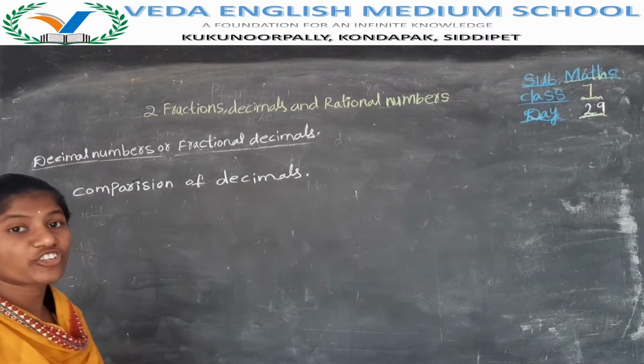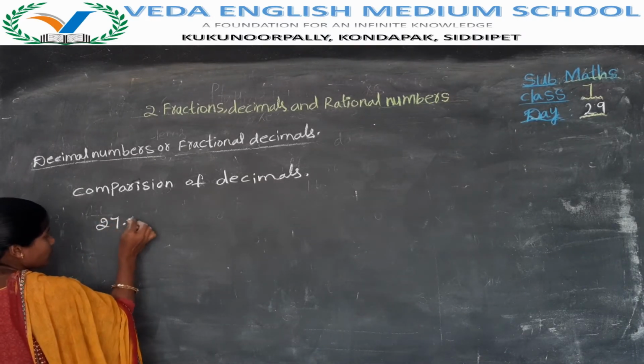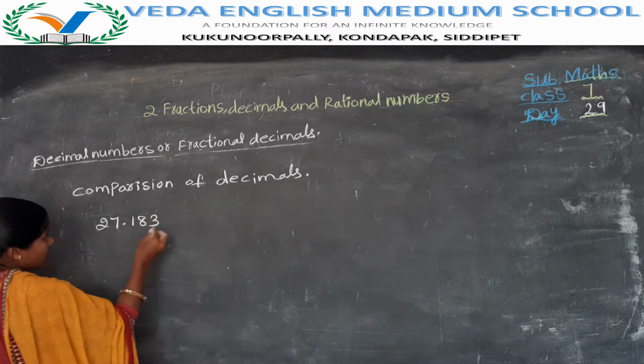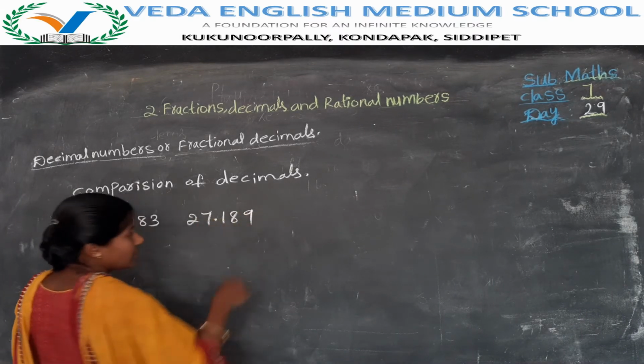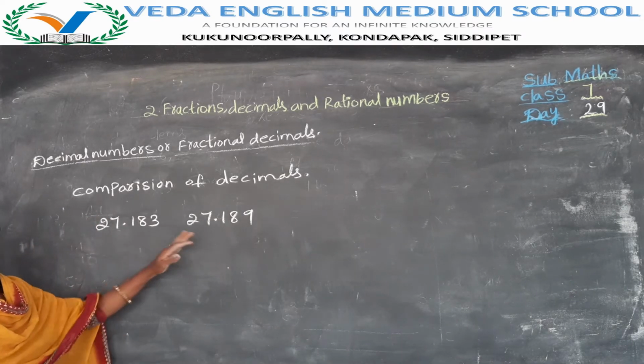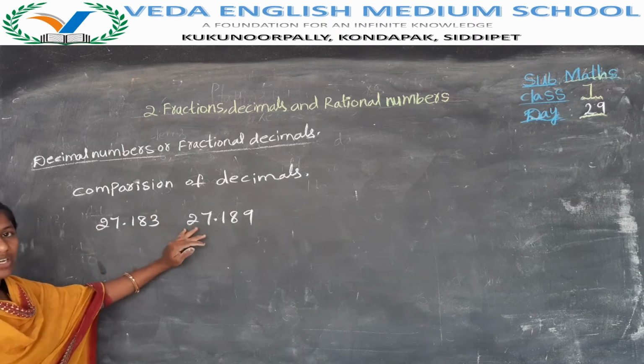Next, comparison of decimals. Now here I will write two decimals, 27.183 and 27.189. Now I want to compare these two decimals. That means I want to know which is the greater decimal and which is the smaller decimal number.